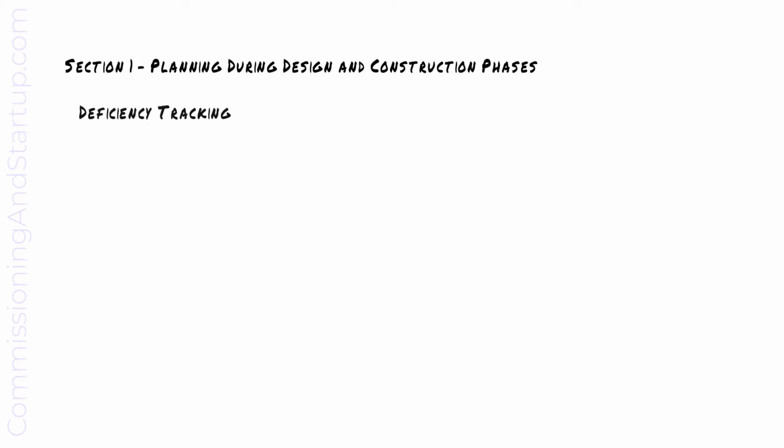When a deficiency or defect is identified in the field, it is classified as either a Type A, Type B, or Type C deficiency. A Type A deficiency is a showstopper, affecting technical functionality or safety of the system and must be addressed before moving on to the next step of commissioning.